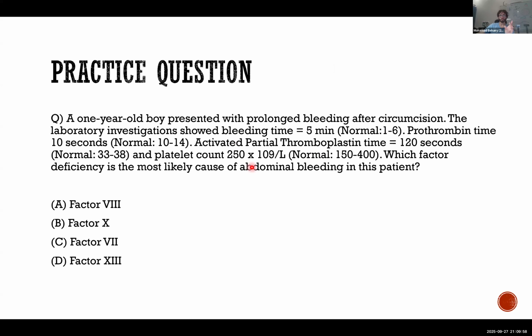What did we say APTT is used for? Which pathway? Intrinsic or extrinsic? Intrinsic. I want someone to tell me all of the factors of the intrinsic pathway. What are they? 12, 11, 9, 8. But of those four, which one of them are found in the options of the question?